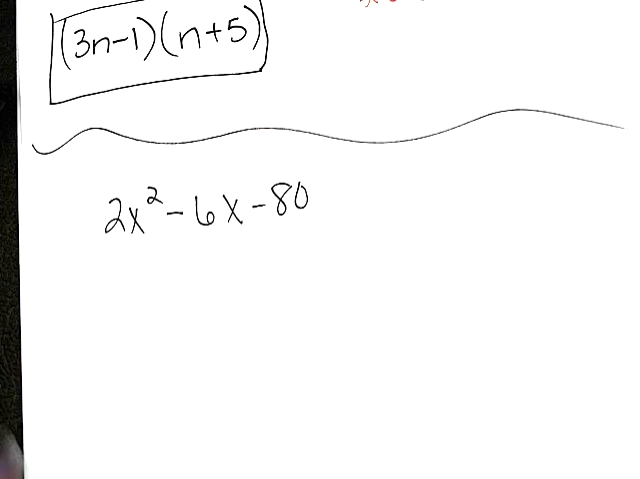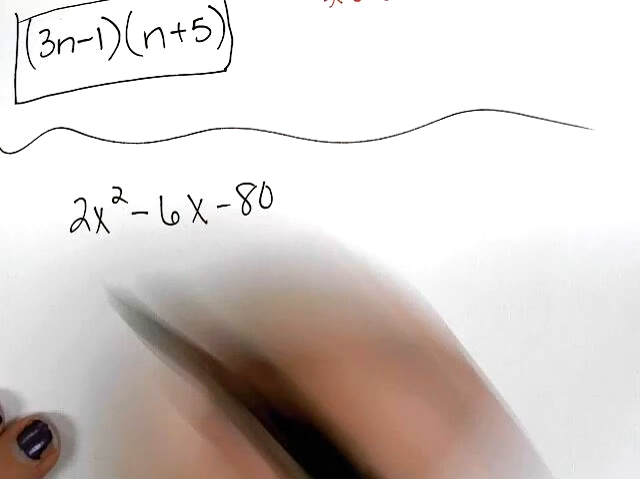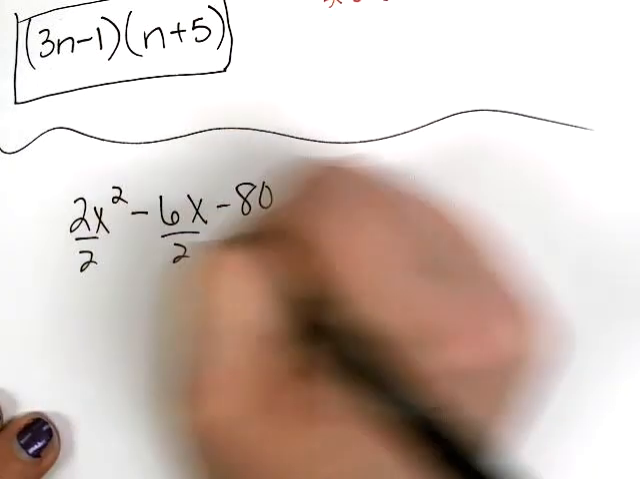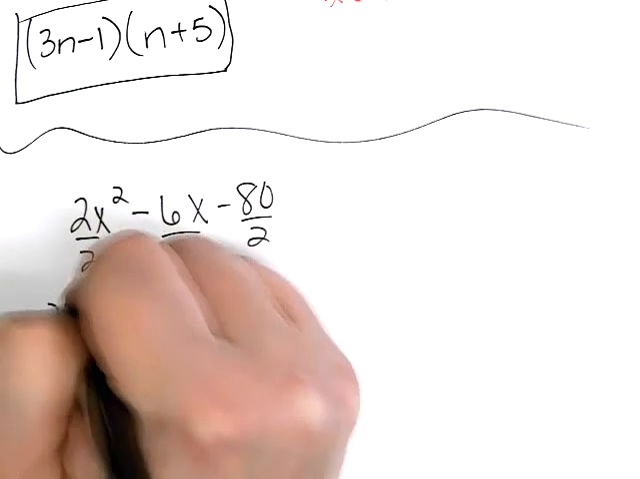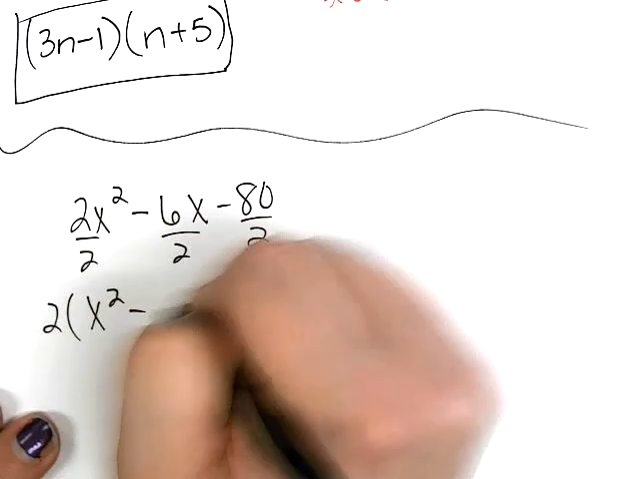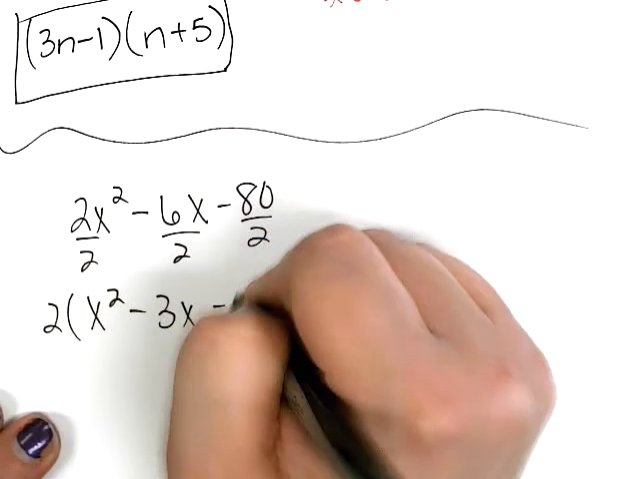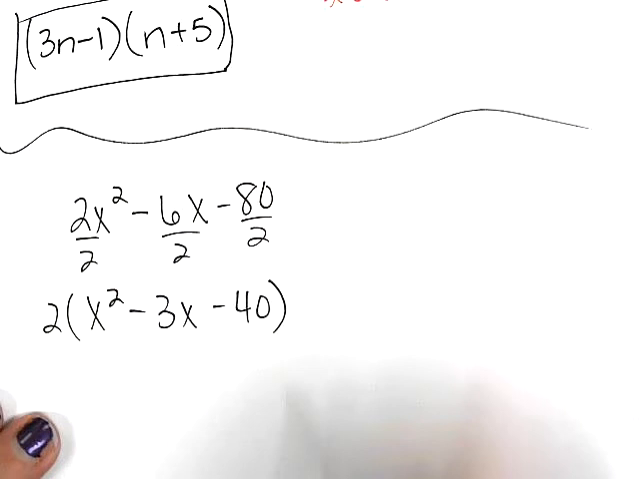And again, we need to check for a GCF first. Well, when we look at that, we can see that they all have a factor of 2 because they are all even. So factor out that GCF, and we're left with x squared minus 3x minus 40.